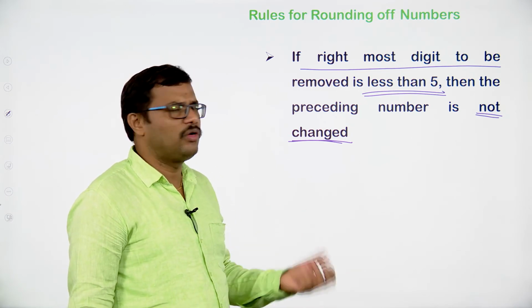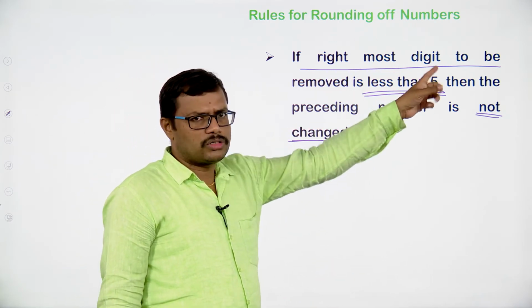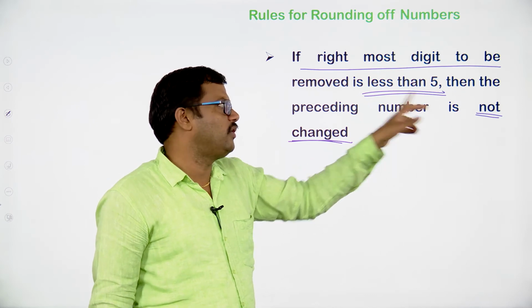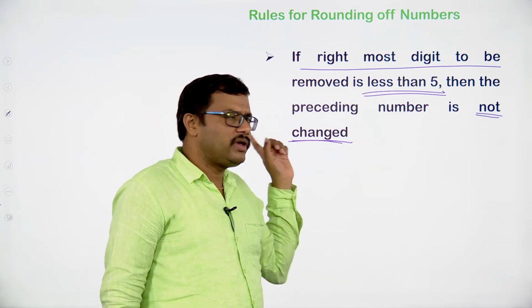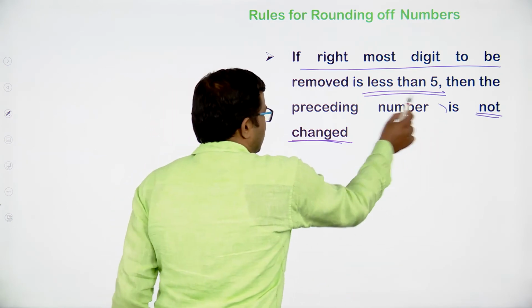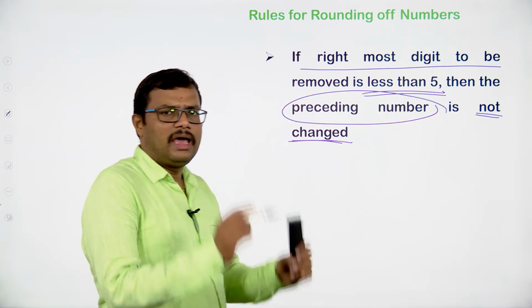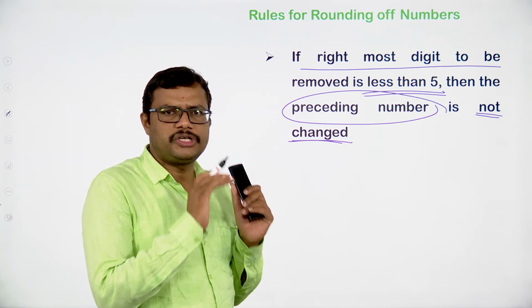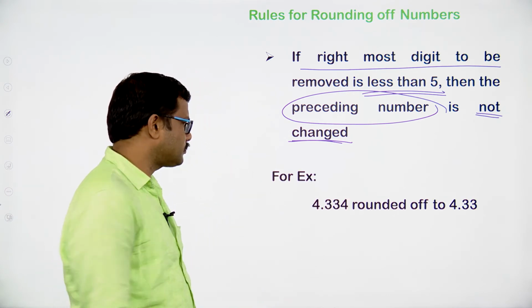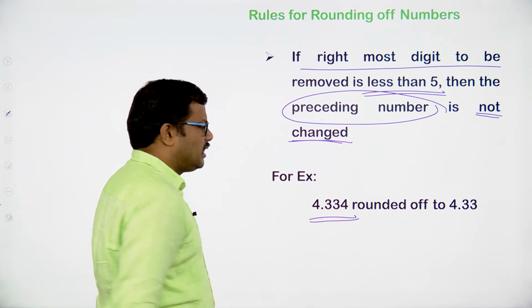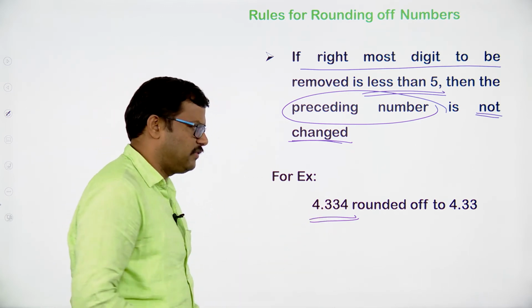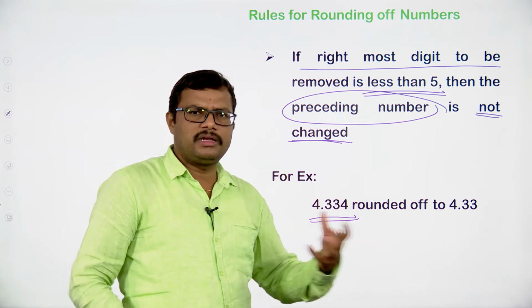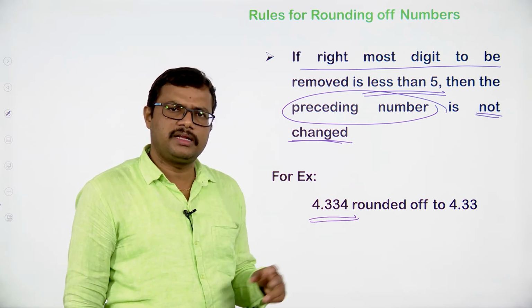When the rightmost digit, the last digit to be removed, is less than 5, in that case we are not going to bother about the preceding number. We keep the preceding number as it is. No need to change it. For example, 4.334 I have to round off. This number has 4 significant figures, but I have to give the result with only 3 significant figures. In that case, what do I have to do?